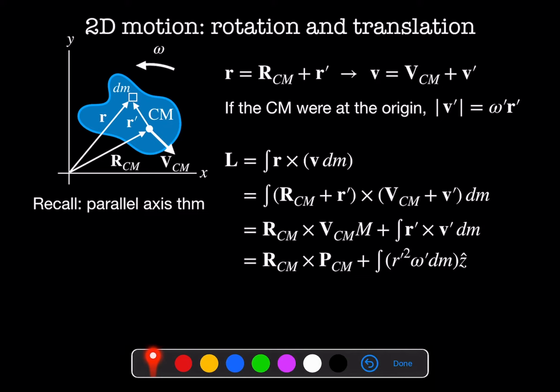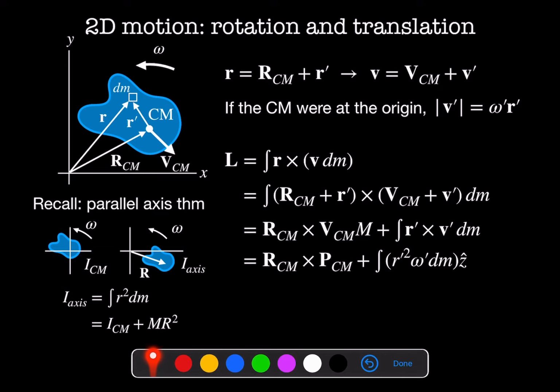This is a bit reminiscent of the parallel axis theorem. So imagine we knew the moment of inertia of our body about its center of mass, and we want to figure out what the moment of inertia is for a body rotating about some other axis that is a distance r from the center of mass, but the two axes are parallel. What the parallel axis theorem says is the moment of inertia about this new axis is just the moment of inertia of the body about its center of mass plus mr squared.